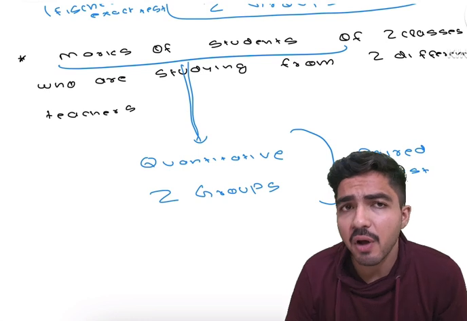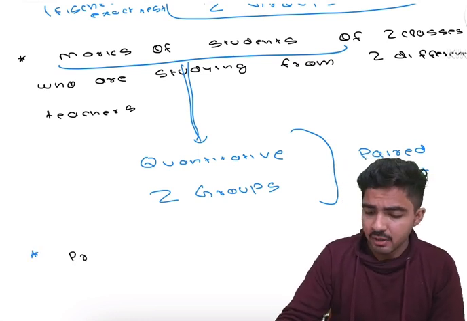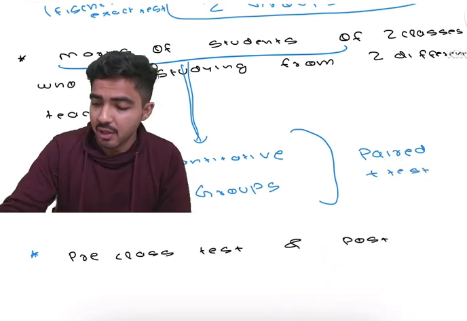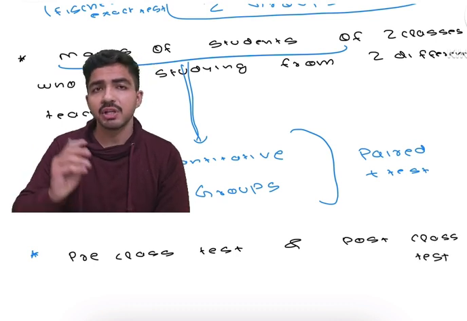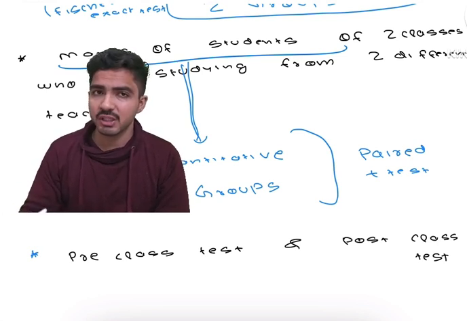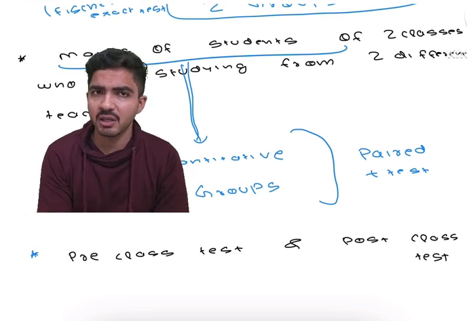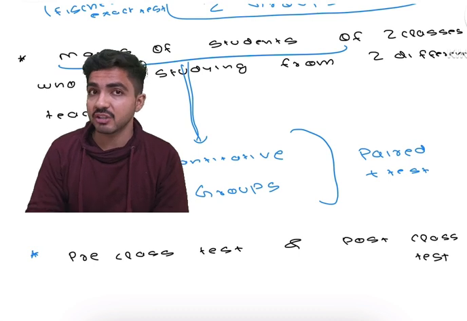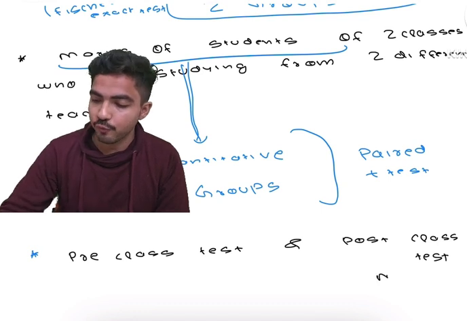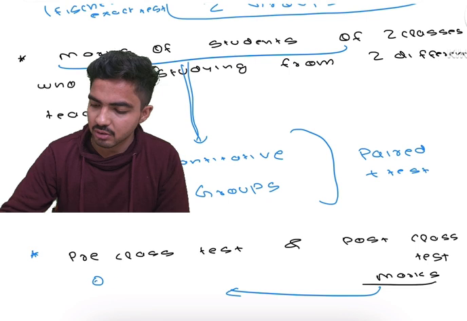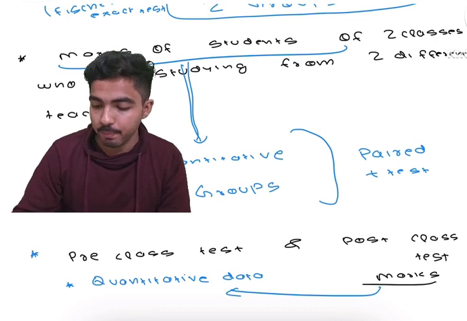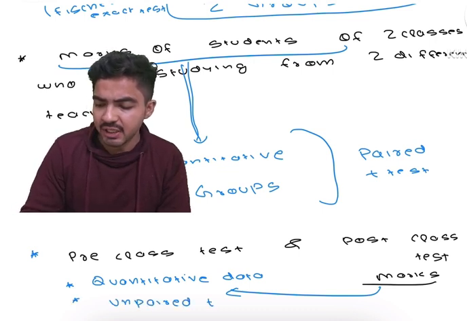Continuing the same example, if I want to compare the marks pre-class test and post-class test: I went to the class, took a test and saw their marks, after that I took a lecture on the same topic and then took the same test again, saw their marks, and compared the marks before my lecture and after my lecture. So what test will you apply in this case? So of course marks is the variable. It is what type of data? It is quantitative data. Before and after there is the same group, so it is unpaired t-test.